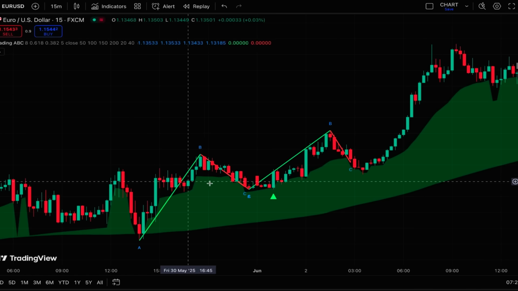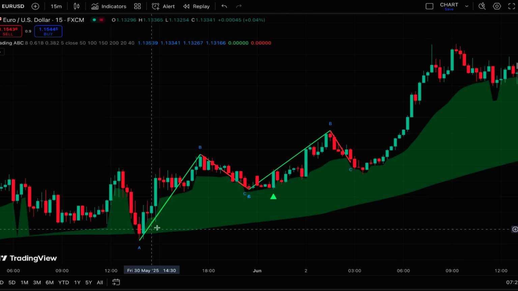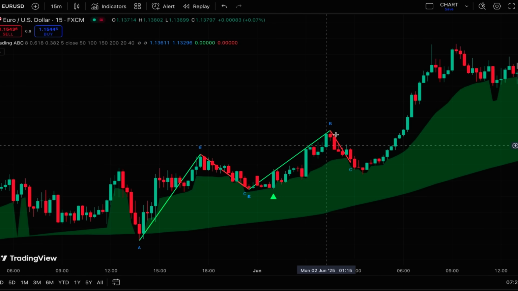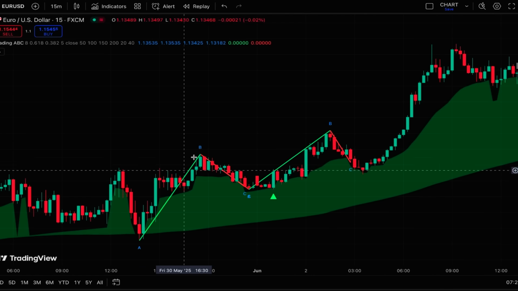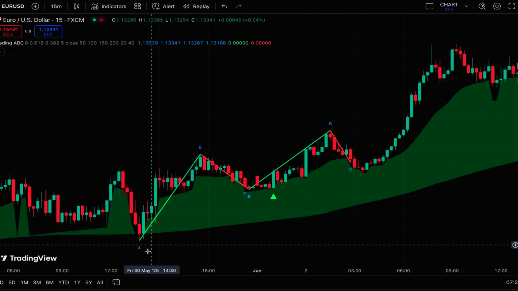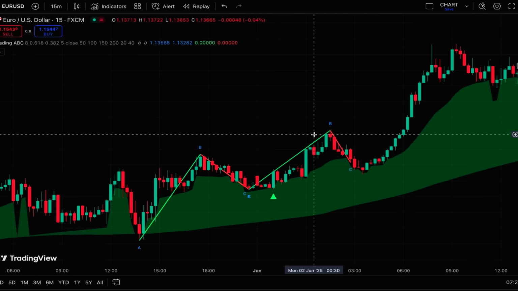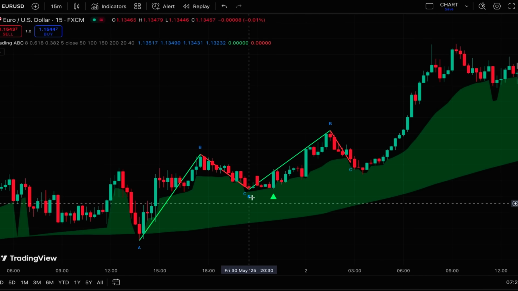Here in this part of the chart, you can see that the indicator has identified two consecutive ABC patterns. Here we have advancing of the price and then pullback, and it is marked as ABC, and again advancing of the price and then pullback, and so ABC.